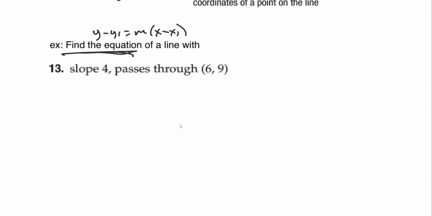So let's do a couple examples of that. The first one: slope of 4, passes through (6, 9). They want me to write an equation, so I'm going to write this down. Now they want a slope of 4, so I have a slope of 4, and it passes through the point (6, 9).